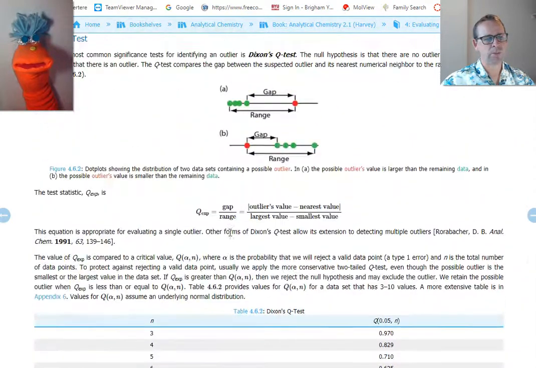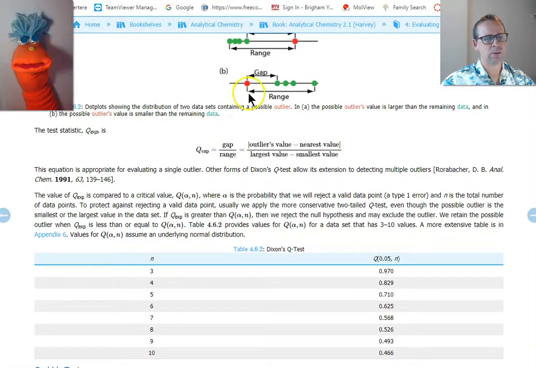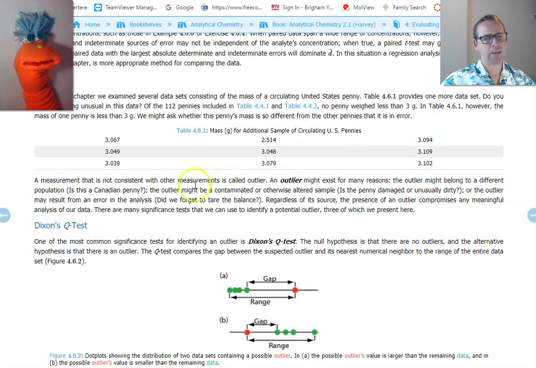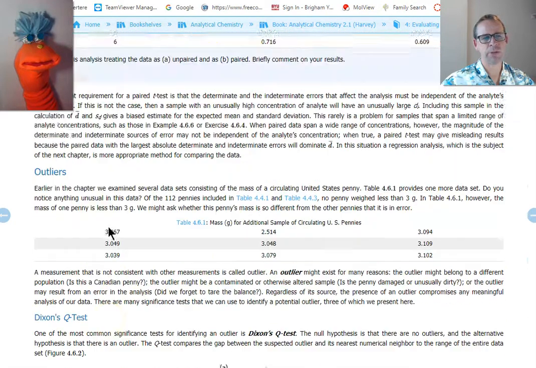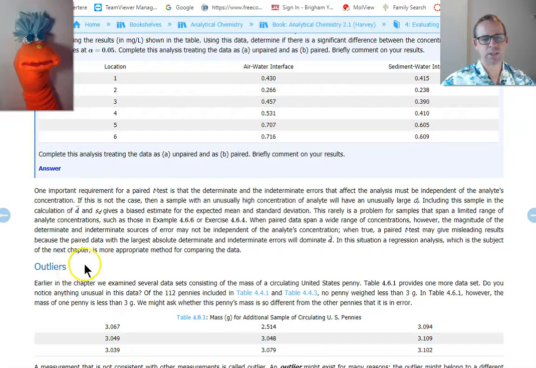So let's see. They don't really give us an example to use, but if your ratio is for n equals 3, 4, 5, here our n would be 5, right? So our ratio is supposed to be 0.710. And that's the gap over the range. Okay? Now, these are, again, tests to get rid of outliers.